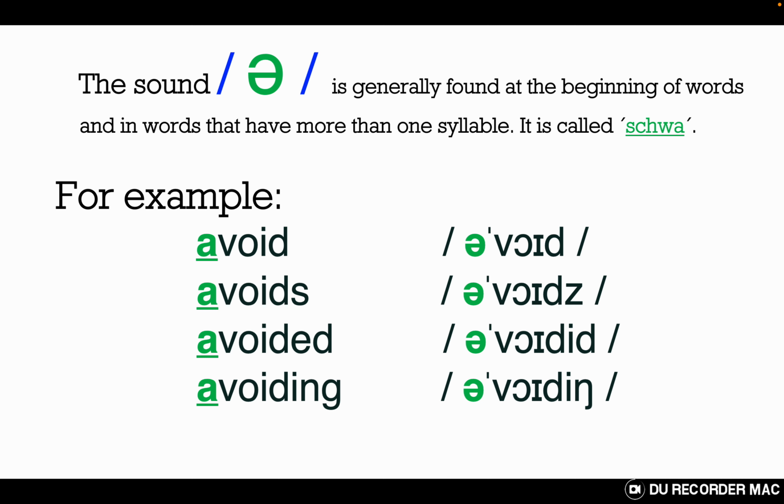Avoid. So this is, I think, the last slide. It's the verb avoid, avoids, avoided. The last word, avoiding. Let's repeat after me. Avoid, avoids, avoided, avoiding.